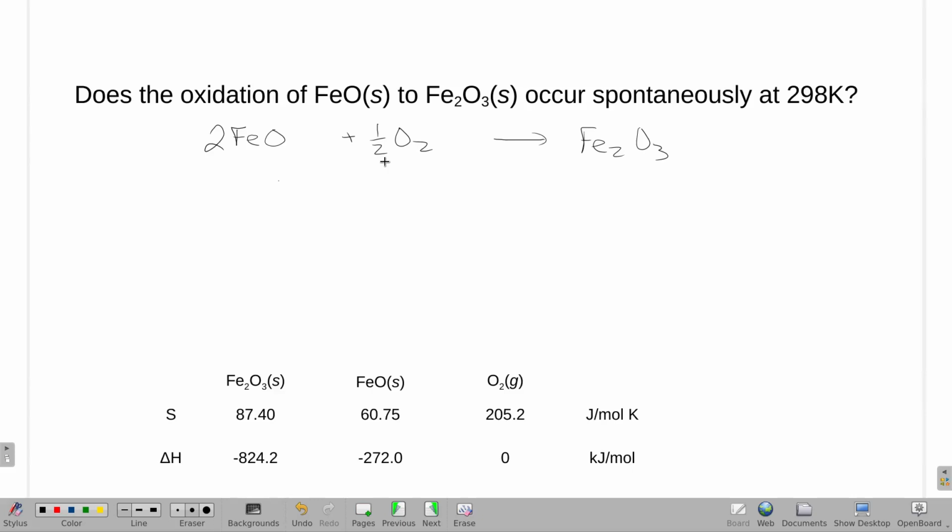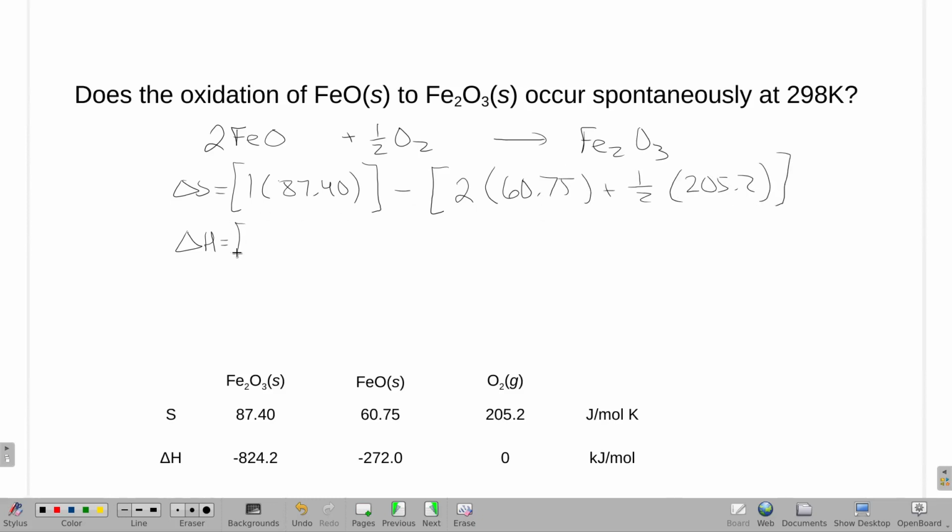All right, so to figure out if this thing's spontaneous, we need to get our delta S for this reaction and the delta H for this reaction. And we're going to get those from these guys down here. All right, so my product is the Fe2O3, and it has a delta S, or an S value of 87.4, and my two reactants, FeO, that is 60.75, and this is 205.2.